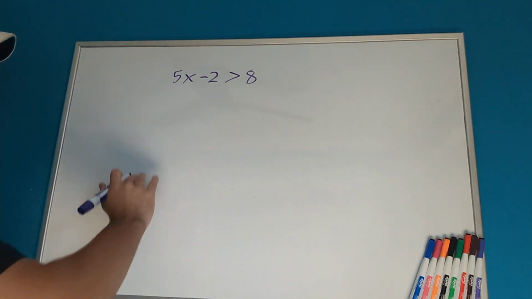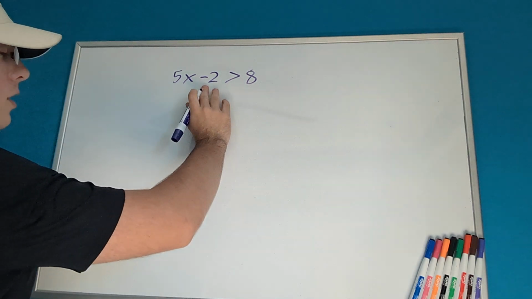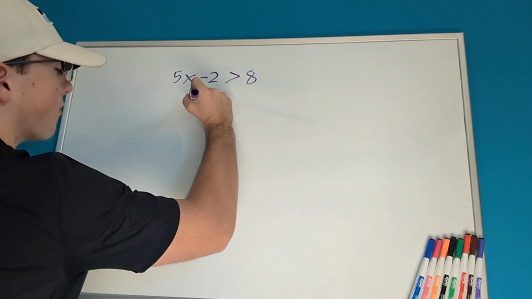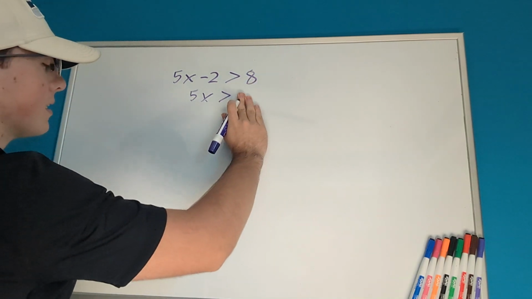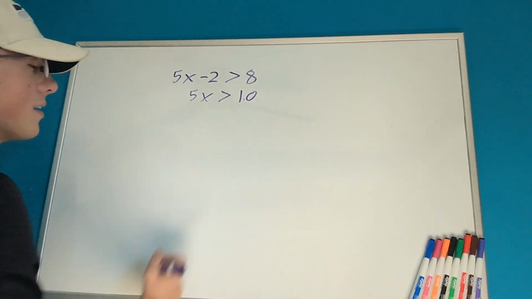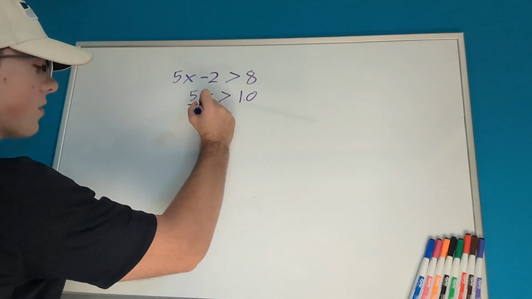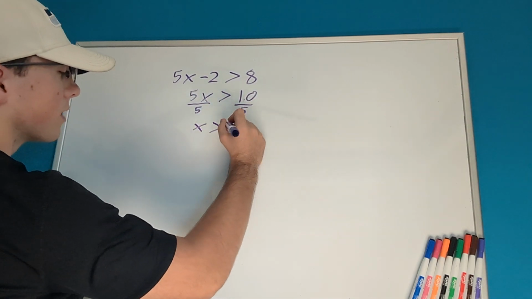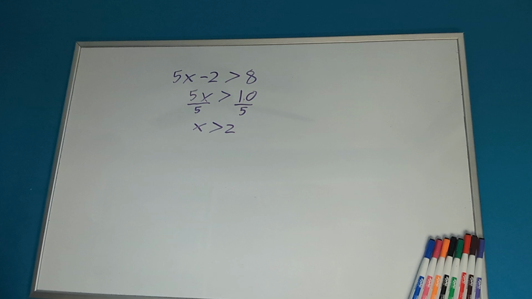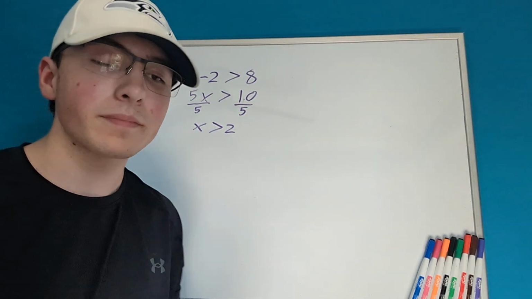So just like how you would if there was an equal sign here, we're going to add 2 to each side. We get 5x is greater than 10, or that's an 8, still greater than 10, right? Then, once again, we just divide by 5, and what do you get? You get x is greater than 2. So this is the answer to our problem, right?